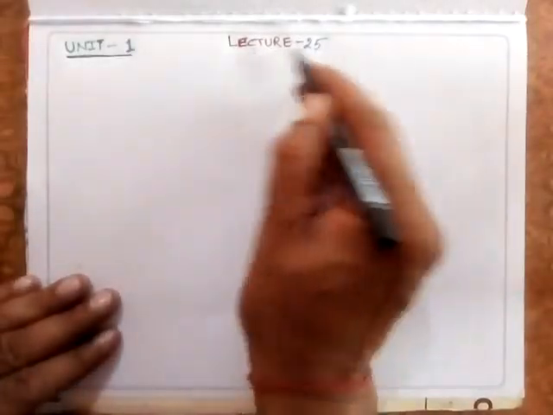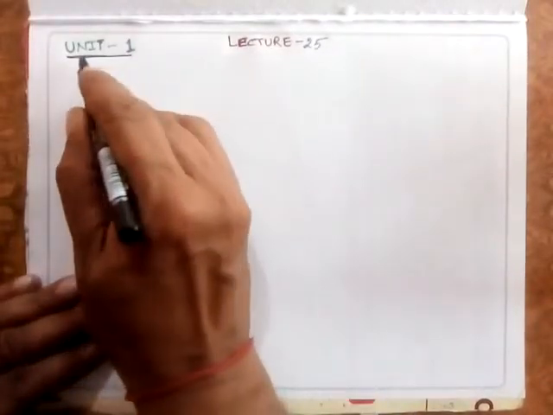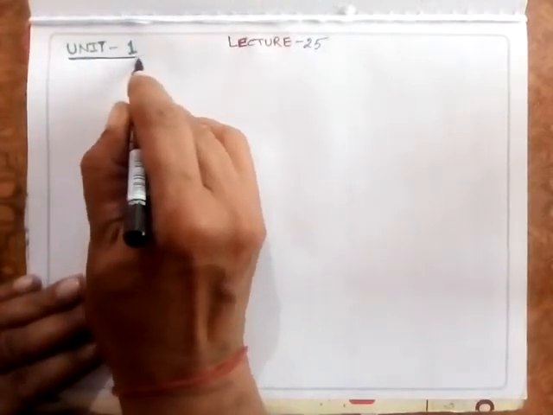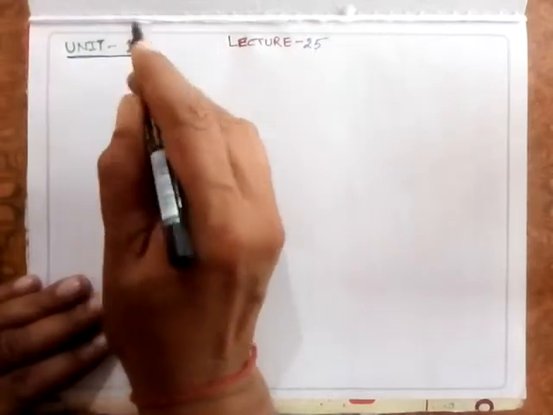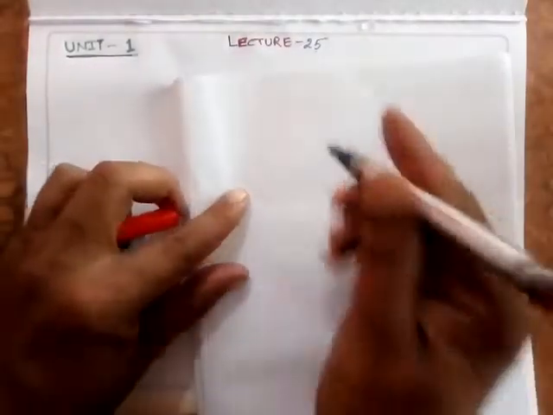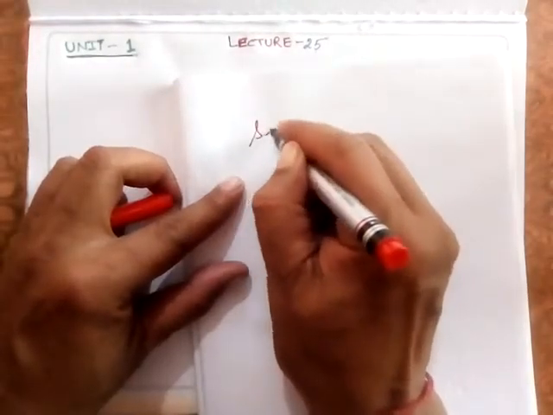So this is the 25th lecture of this course, and today I'll start with the first unit, unit 1. I am done with your 5th unit with Boolean algebra and logic gates. So this is your first unit of the syllabus, and the topic mainly we will discuss in this particular unit is about the semiconductors.